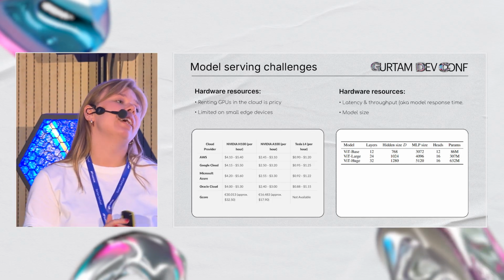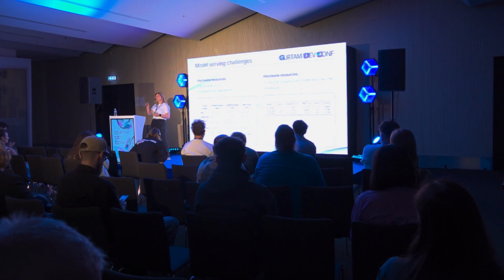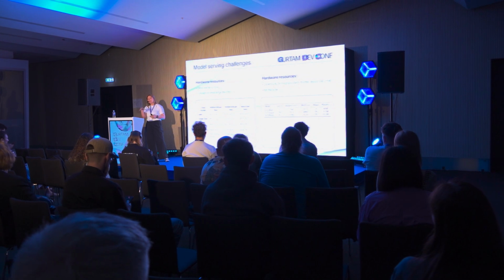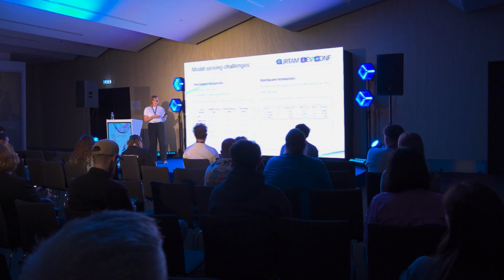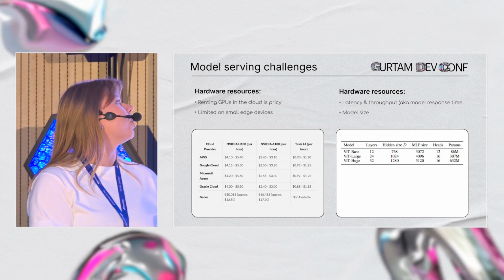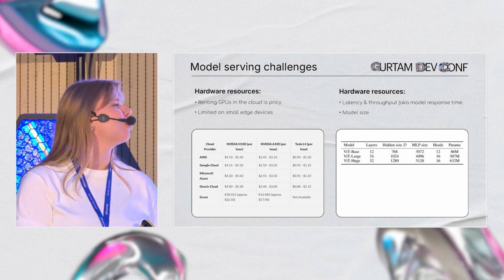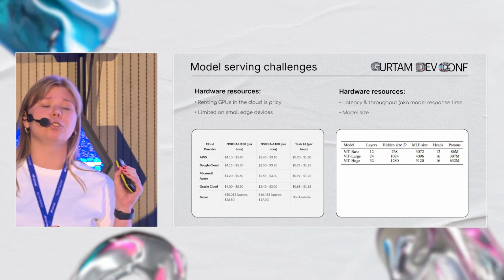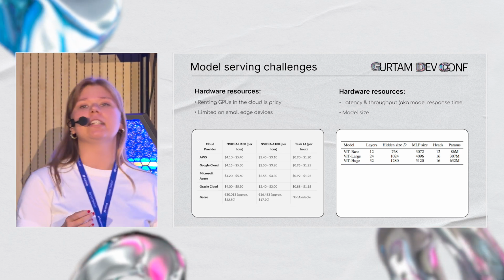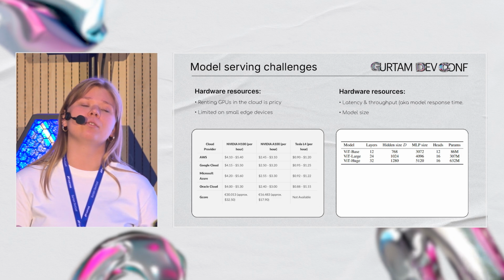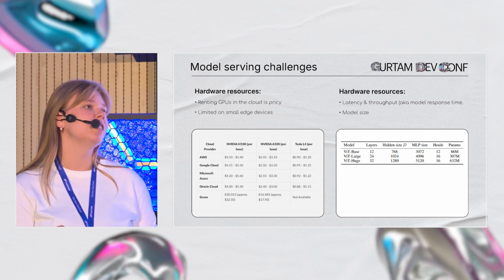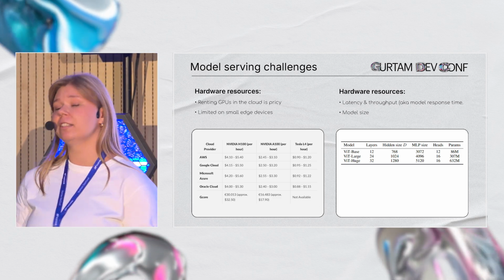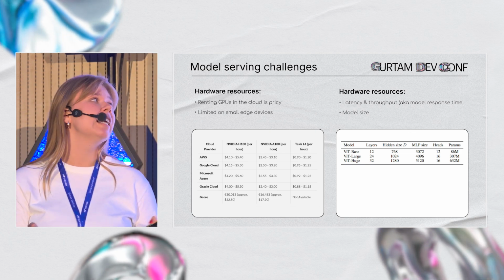Another way we can serve our model is to place it directly on an edge device. And it's the most typical case for some photo editing apps. And here we face a problem of limited hardware resources. Another problem for model serving is latency and throughput of our model. It's basically model response time, and we're all striving for real-time predictions. And again, it can be very hard, especially when we are serving large models.